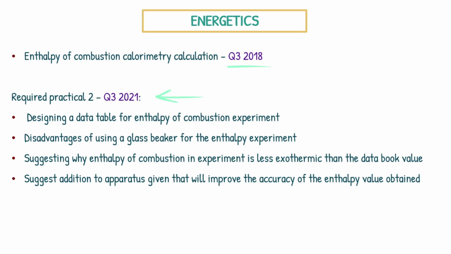What are our questions here? Designing a data table for enthalpy of combustion experiment. This is the first time I've seen this in paper 2, the only time I've seen this in paper 2, where you have to design a data table, with the correct columns, units, stuff like that. Next one was the disadvantages of using a glass beaker for the enthalpy experiment. All right, cool. Next one, suggesting why enthalpy of combustion in the experiment is less exothermic than the data book value, and suggest a suitable addition to the apparatus given that will improve the accuracy of the enthalpy value obtained.